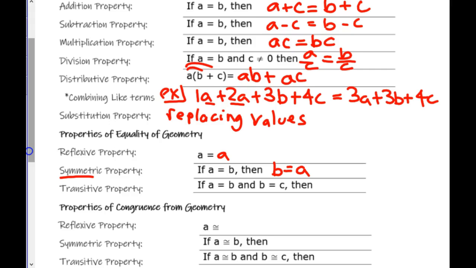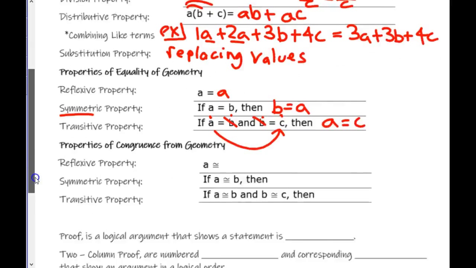Now, transitive, okay, if A equals B and B equals C, that means that A skips over the B and is equal to C. A equals C. Okay, so it's like if Mr. G equals your teacher and your teacher is the coolest in the world, then Mr. G is the coolest in the world. Yes, sir, that's right.